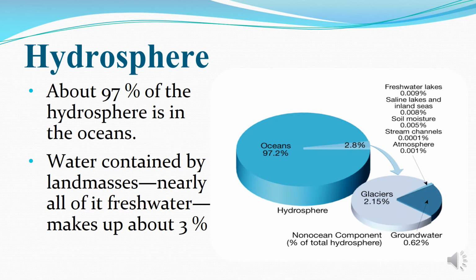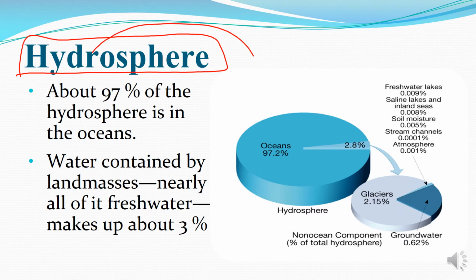So, first, what is water? Let's talk about the hydrosphere. Hydro means water. So 97% of the hydrosphere is in the ocean.